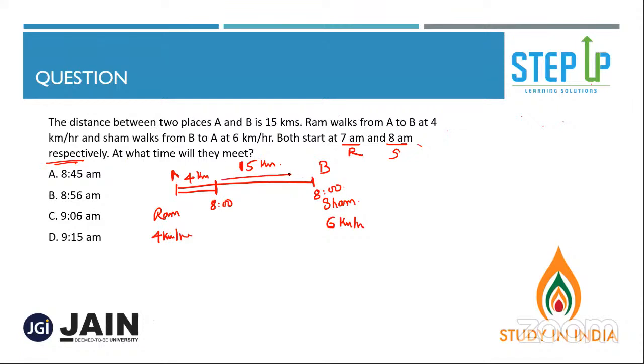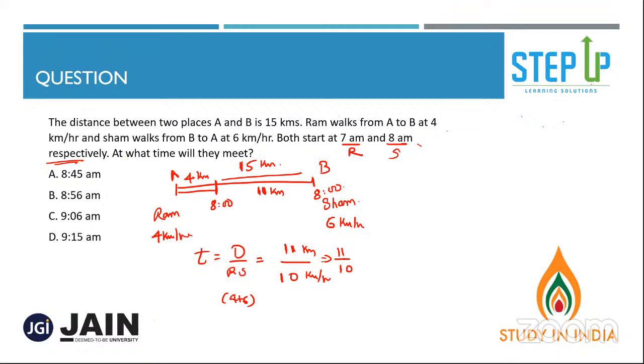So what is the distance they need to cover? They need to cover 11 kilometers. So again, now time is equal to distance upon relative speed. Distance is 11 kilometers and relative speed will be 4 plus 6, which is 10. Kilometer per hour is only given. So this is 11 by 10, right? So 11 by 10 kilometer per hour.